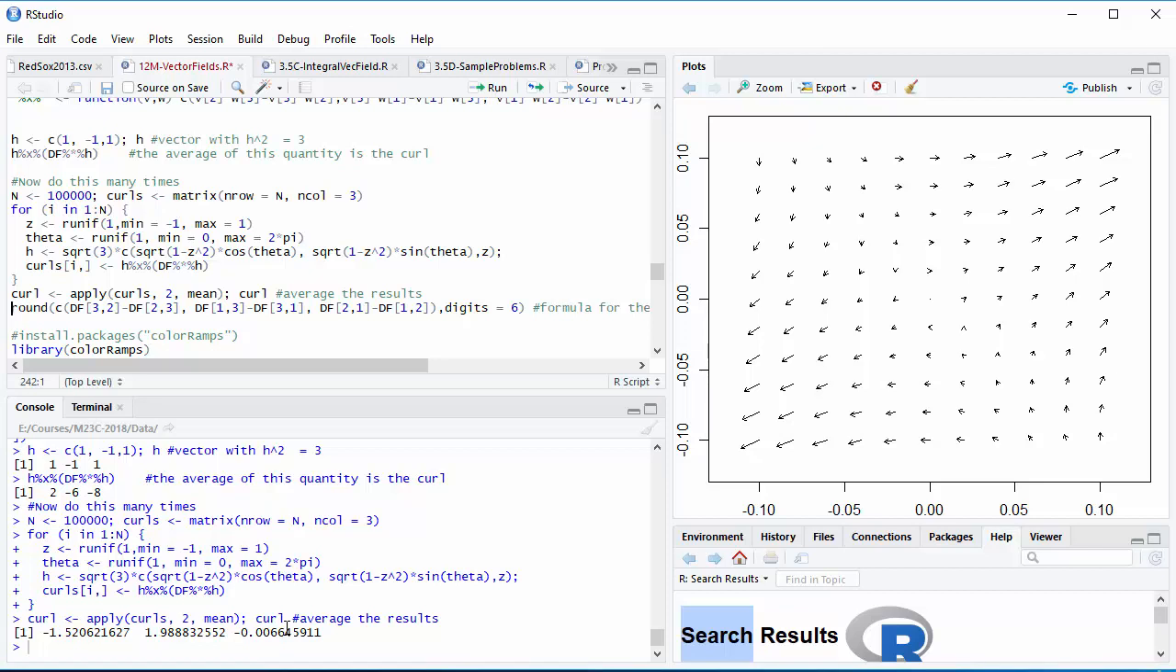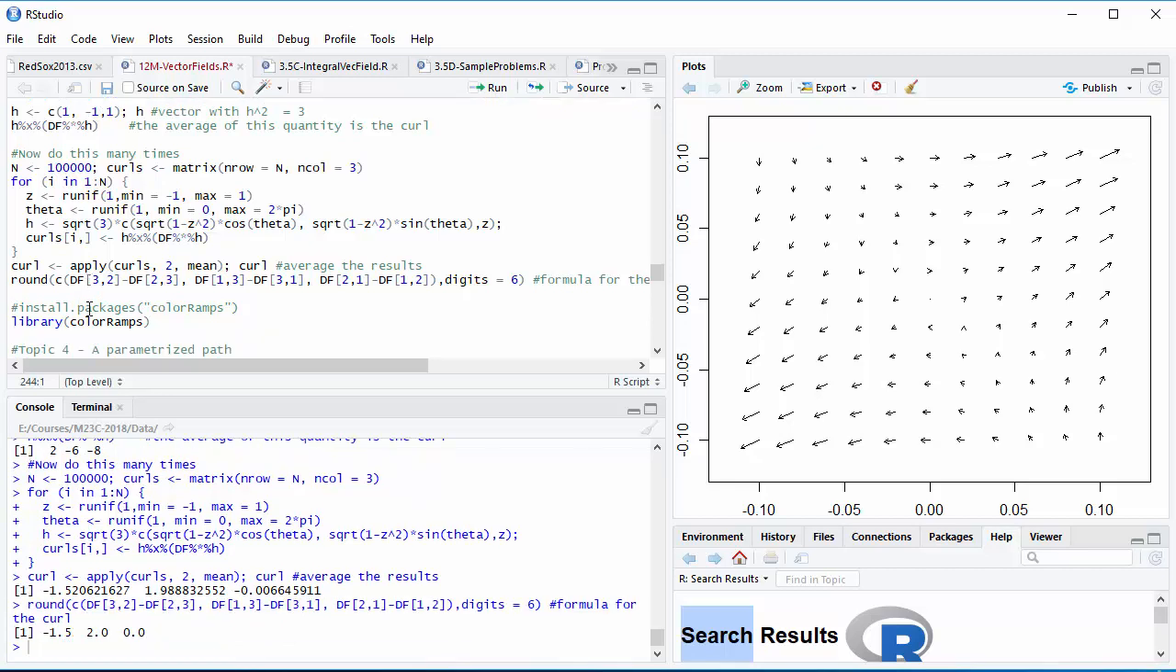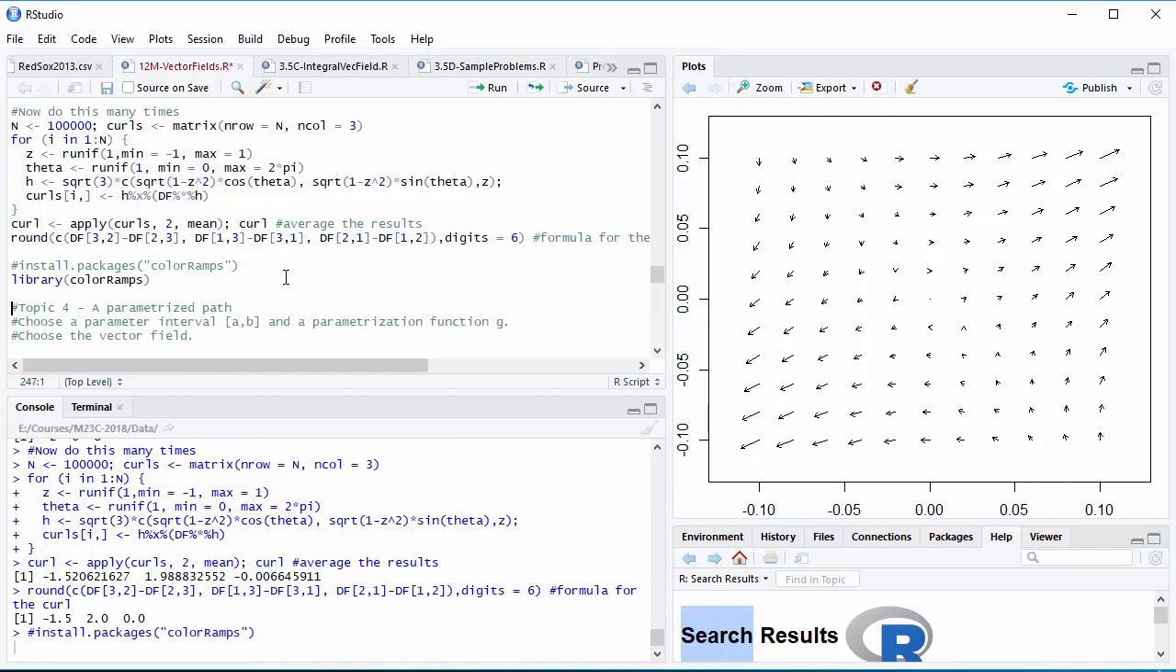If I look at the Jacobian matrix, and take the differences of the off-diagonal entries, I get -1.5, 2, and 0. This is the formula for the curl in Cartesian coordinates, and what this little demonstration shows is that I can get a very good approximation to that by looking at the expectation of the cross product of H with df acting on H.